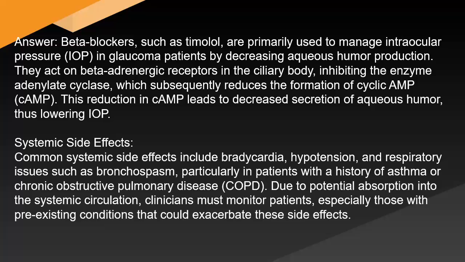They act on beta-adrenergic receptors in the ciliary body, inhibiting the enzyme adenylate cyclase, which subsequently reduces the formation of cyclic AMP (cAMP). This reduction in cAMP leads to decreased secretion of aqueous humor, thus lowering IOP.